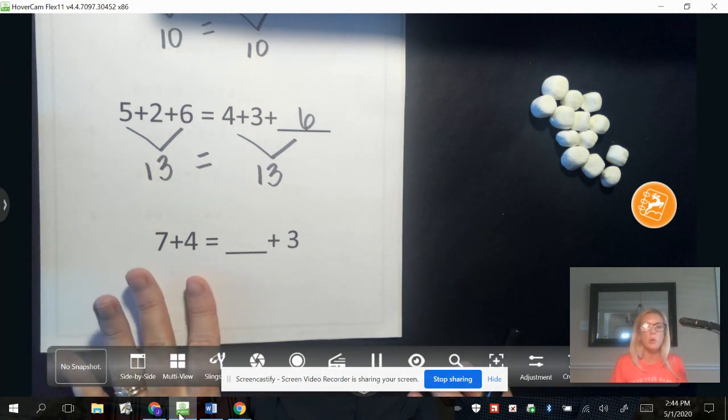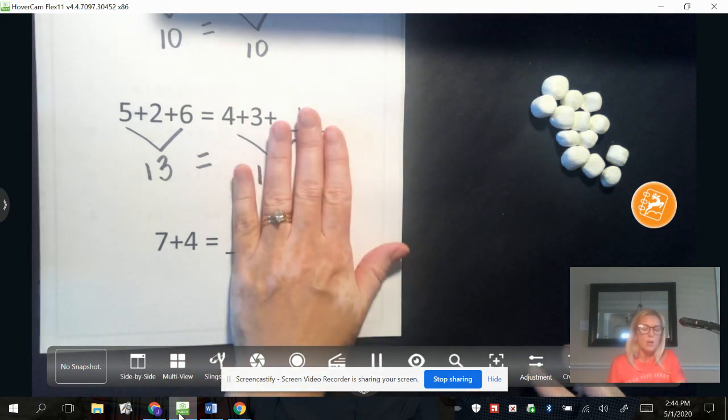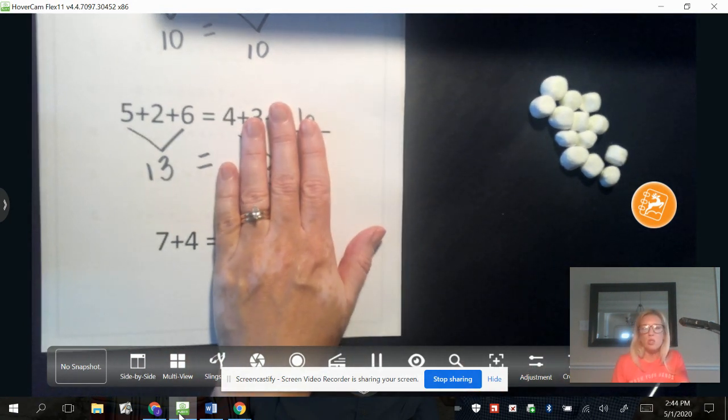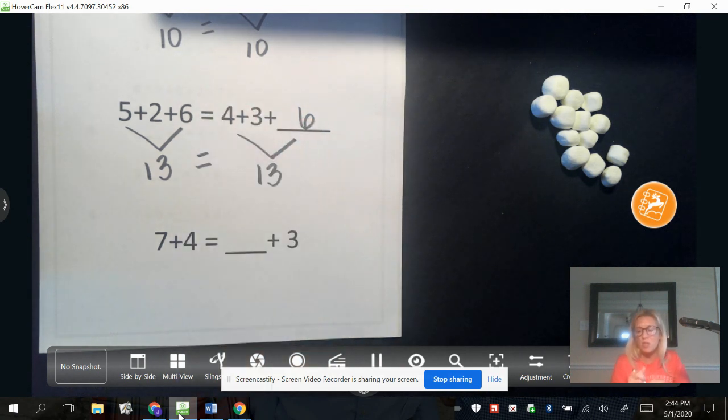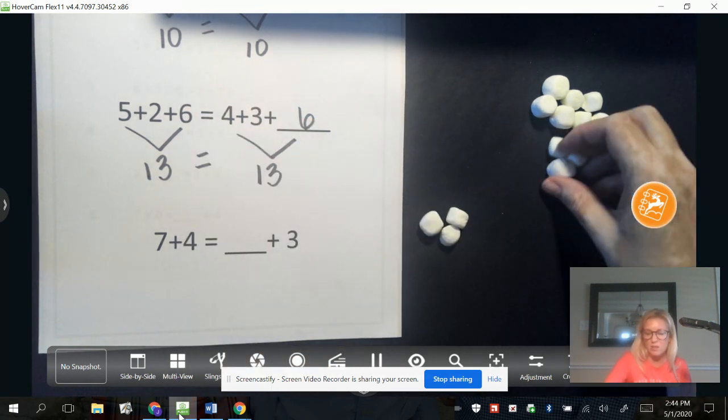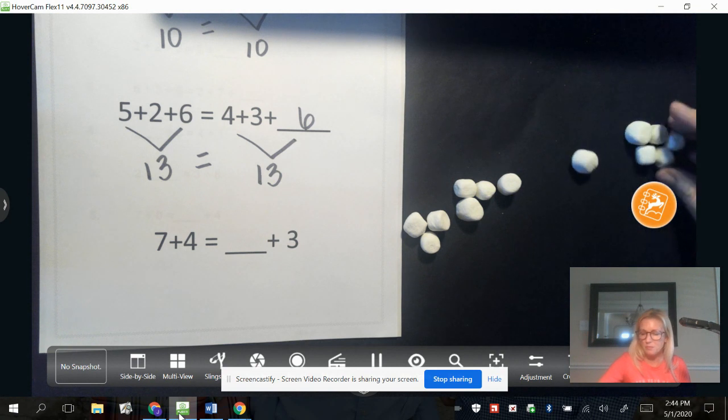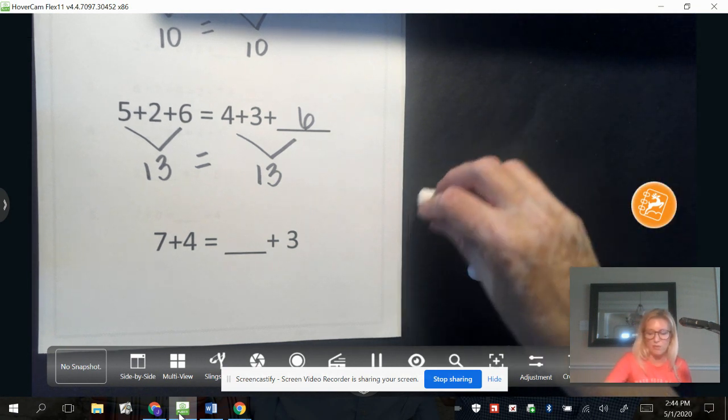We have 7 plus 4 equals blank plus 3. We're going to cover this side up because we're just ignoring that for now. We can't work with anything that we don't know. So we have to start with the side that has everything that we do know. And we do know 7 plus 4. So the first thing we're going to do is build that. So here's 7 plus 4.